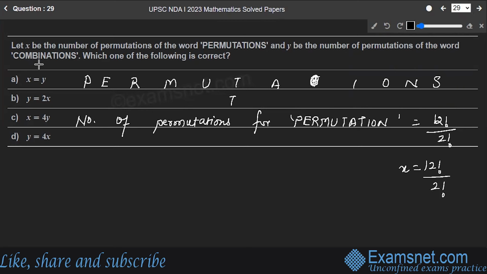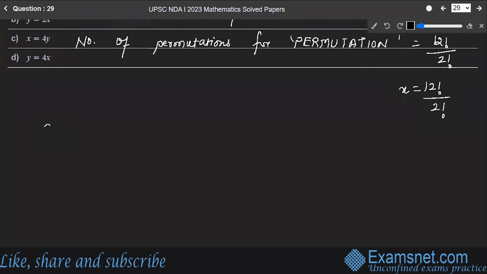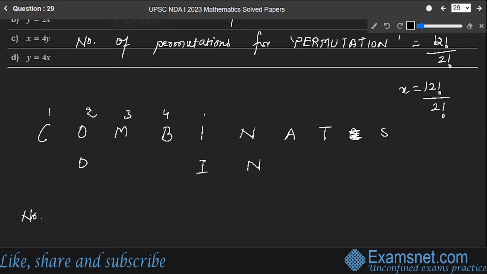Next, number of permutations for the word COMBINATIONS. Now the word is COMBINATIONS. Let's write it down: C-O-M-B-I-N-A-T-I-O-N-S. O is repeating, right? O is also repeating. Okay. So 3 alphabets are repeating. So in this case, how many alphabets are there? 1, 2, 3, 4, 5, 6, 7, 8, 9, 10, 11, and 12.